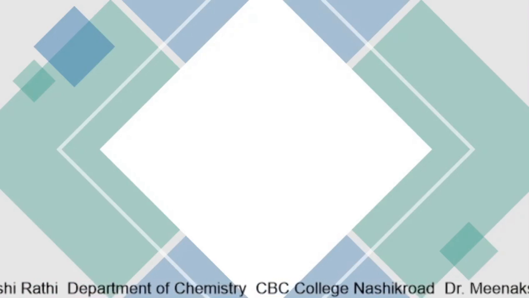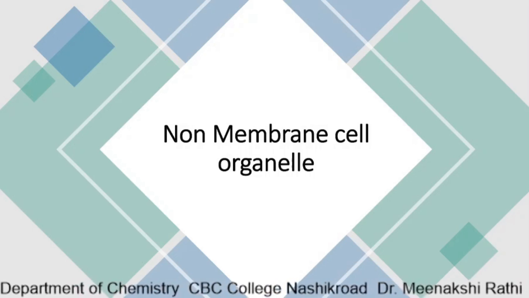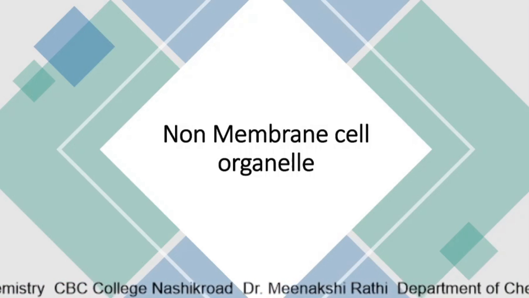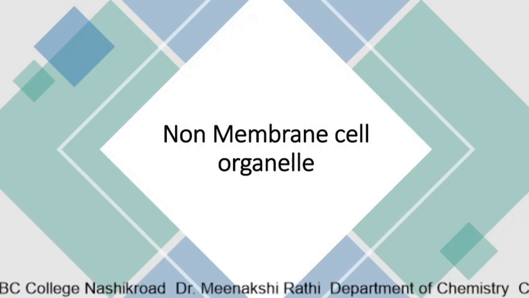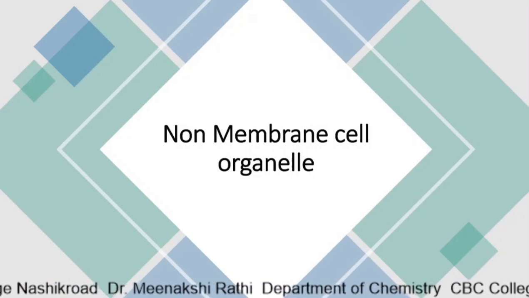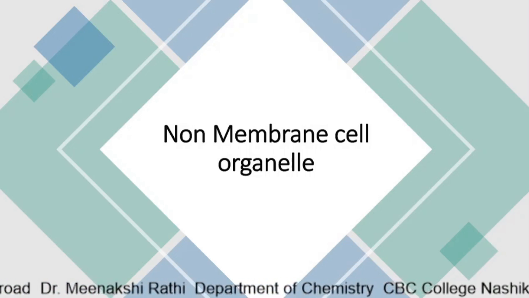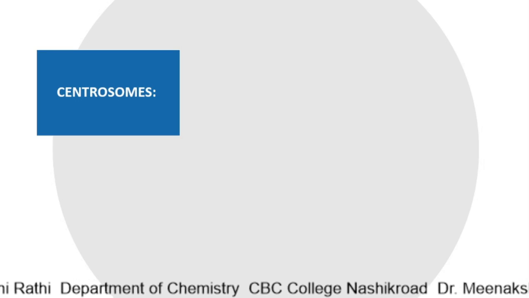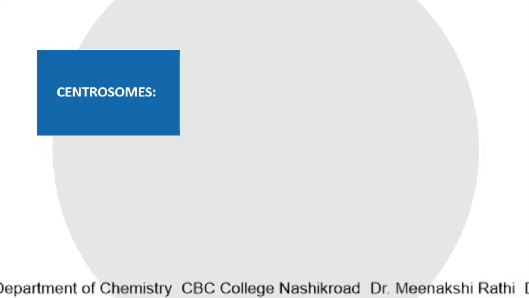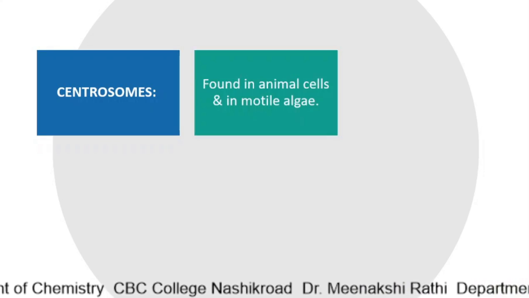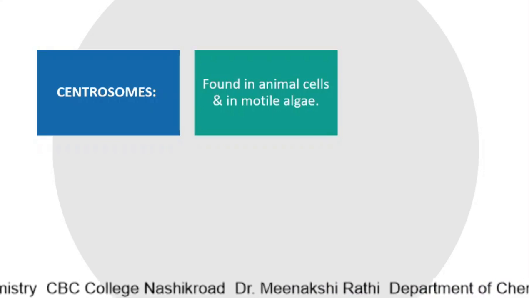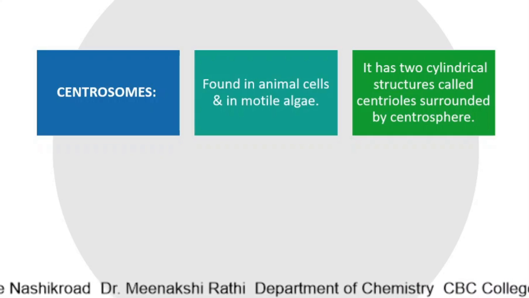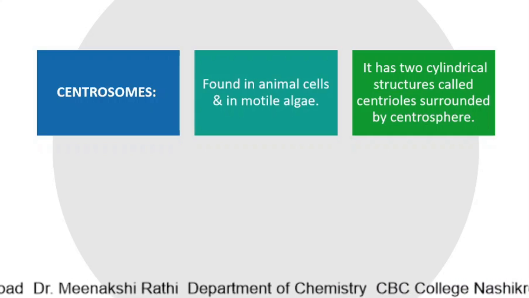The next part of the chapter cell biology is non-membrane cell organelle. Till now we have discussed membrane bound organelle, which are endoplasmic reticulum, mitochondria, chloroplast, lysosomes, etc. Now non-membrane cell organelle, here we are discussing the one that is centrosomes. Centrosomes are found in animal cells and in motile algae. It has two cylindrical structures called centrioles, which is surrounded by centrosphere.